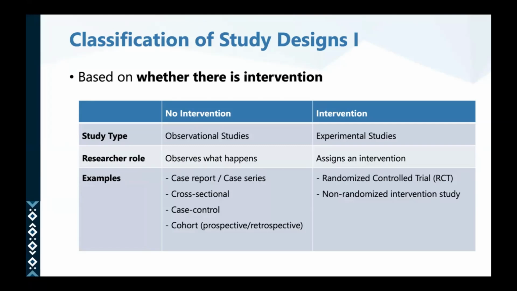For example, you can give a drug, you can do a procedure, you can do maybe something like psychotherapy. There is some intervention that you have applied. And so you can see that in research, in observational studies, the researcher's role is just to observe. In interventional studies, the researcher actually assigns an intervention.